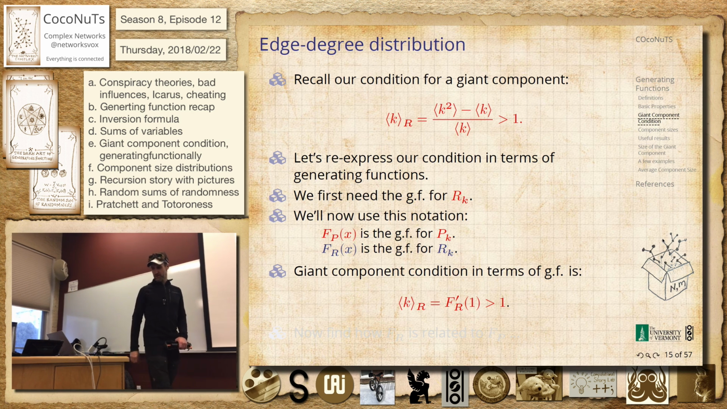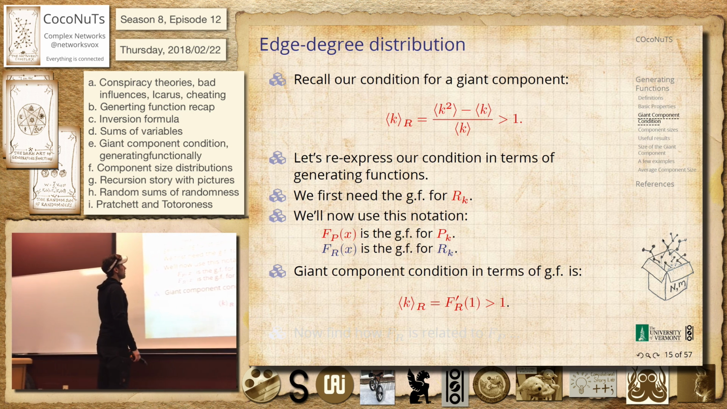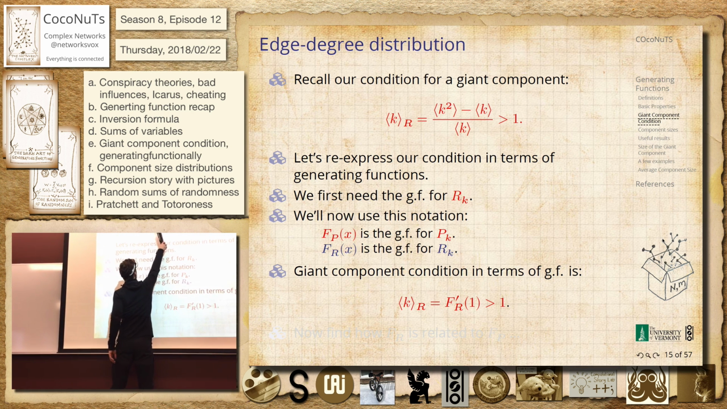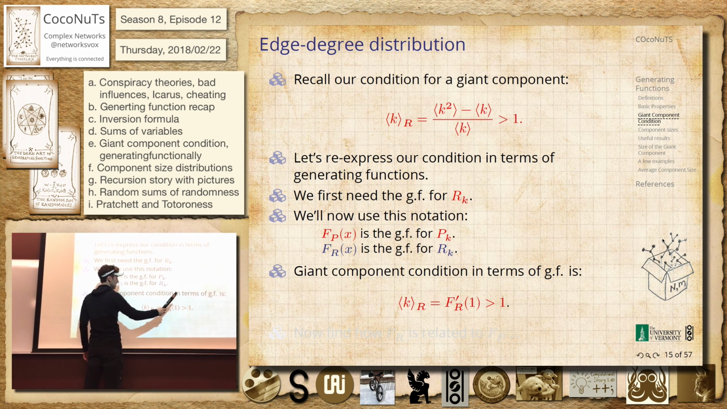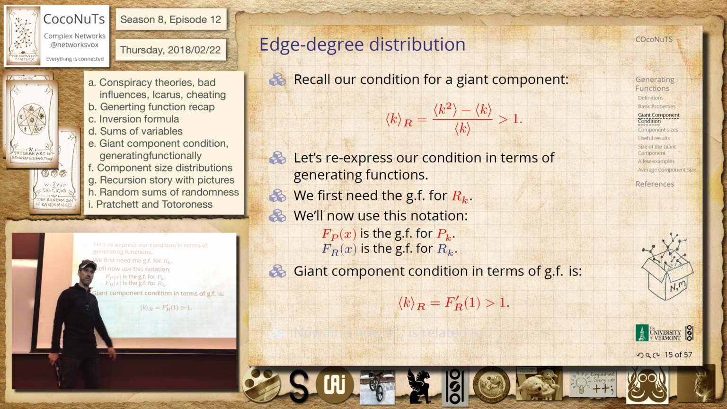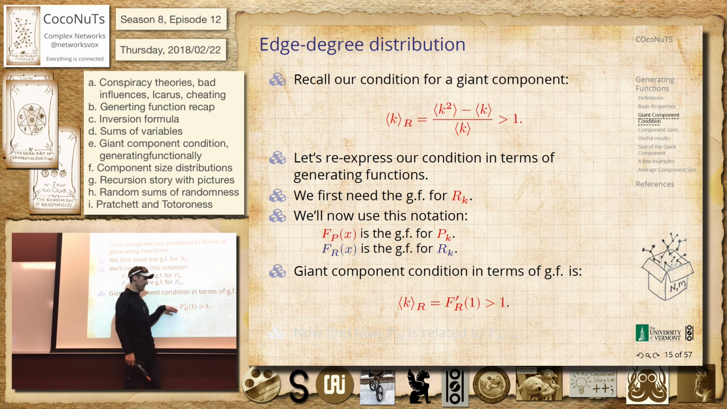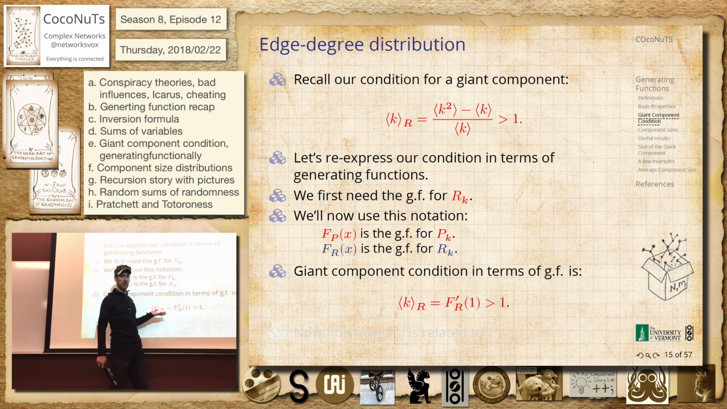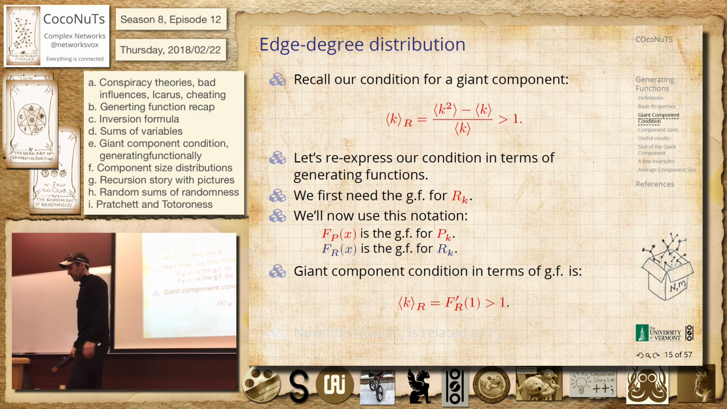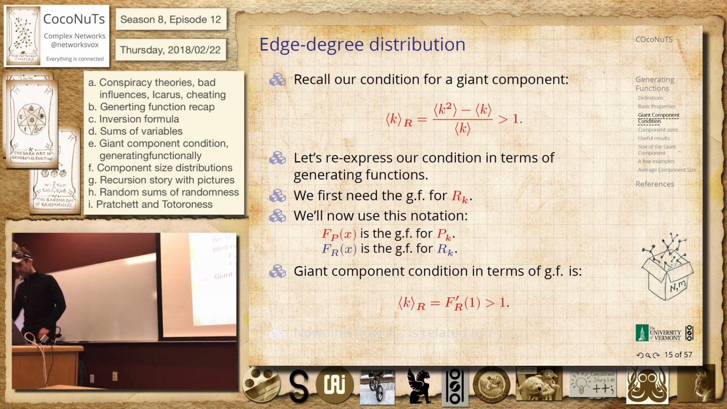It turns out the giant component condition is that we wanted the average number of other friends. We know how averages work for generating functions: it's just the derivative of the generating function evaluated at 1. So in the notation of generating functions, we're abstracting, and this will be our condition: the first derivative evaluated at 1 is greater than 1.